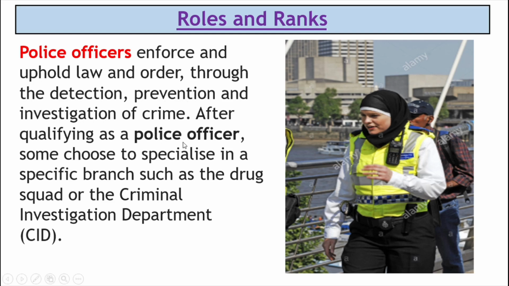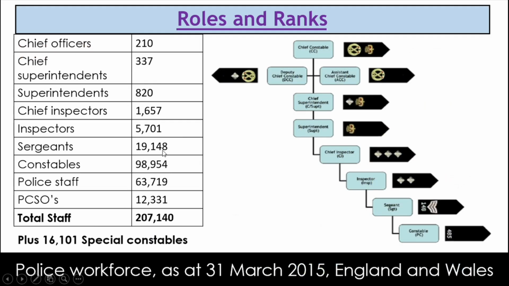After qualifying as a police officer, some choose to specialise in a specific branch, such as the drug squad or the criminal investigation department. The information from this table is taken from the 31st of March 2015 in England and Wales, and it shows the police workforce. Let me talk you through this. The police force is organised by a ranking system that progresses from police constable, down here at the lower end of the rank, where you can see there are 98,954 police constables, to chief constable, all the way up here. And again, you can see that there are 210 chief constables in the police workforce in 2015.